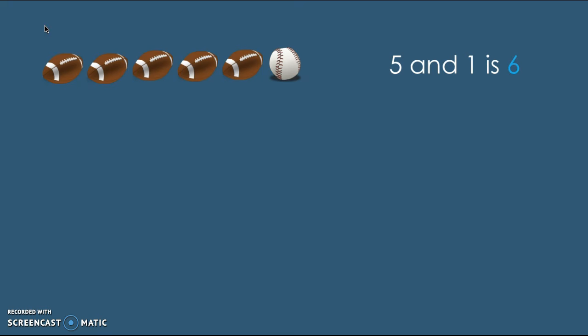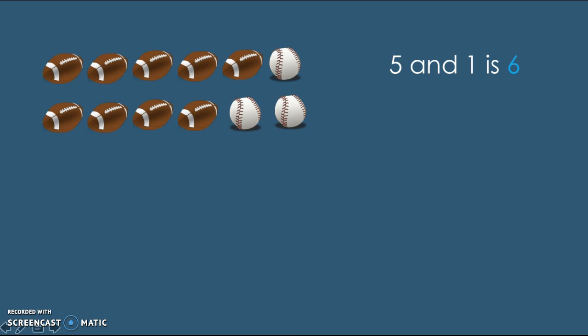Watch this, though. What if I only had 4 footballs and I wanted to make 6? How many balls would I need to add to 4 to get to 6? Oh, I can just fill up the spaces. 4, 5, 6. How many balls did I have to add? Yeah, 2. 1, 2. So I could say 4 and 2 is 6.